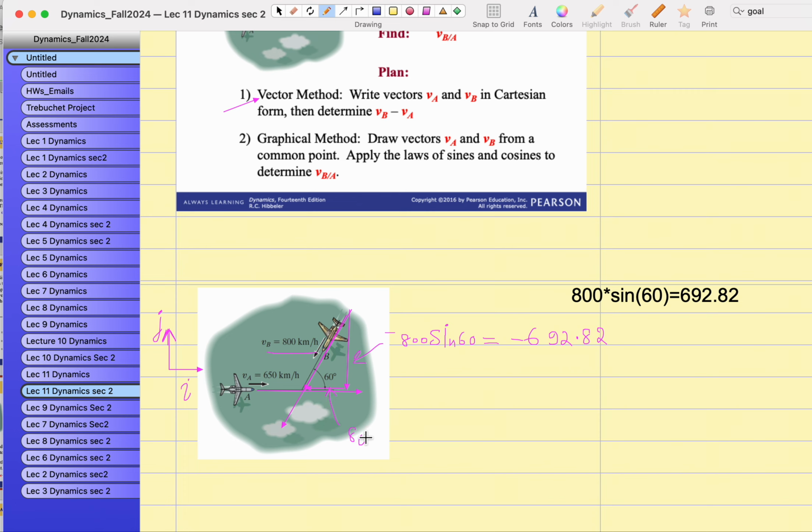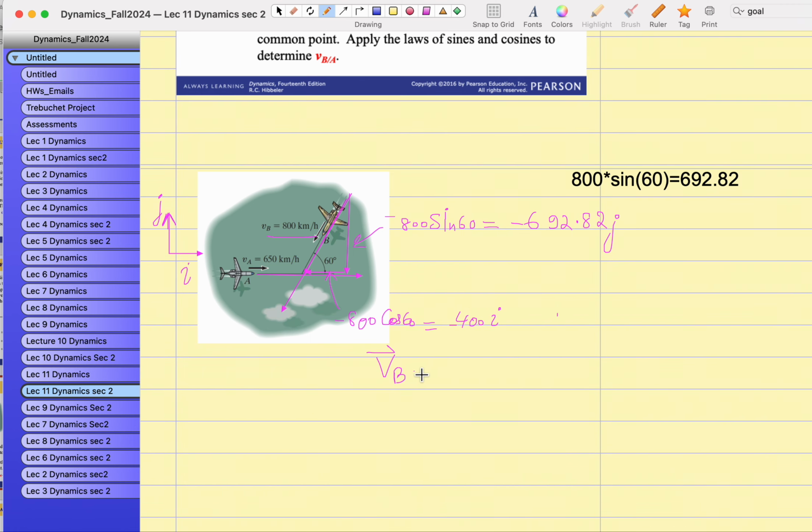It should be 800 cosine 60, and positive or negative, what sign should I use? Negative. Good job. And if you do the math, it should be 400, correct? Negative 400. So this is the j component, this is the i component for vector VB. Let me write down the vector VB as the i component negative 400 i and the j component negative 692.8 j. So we have resolved the first vector into i and j components.